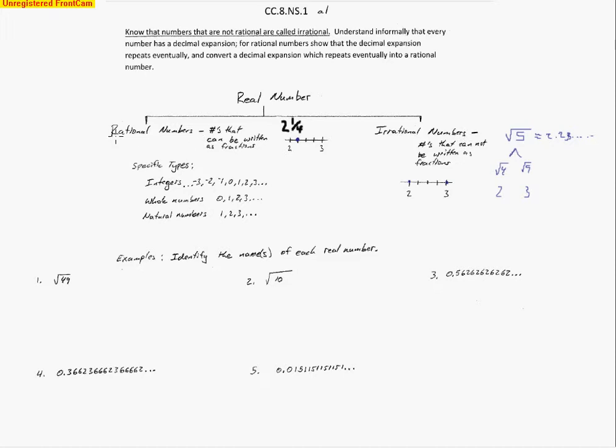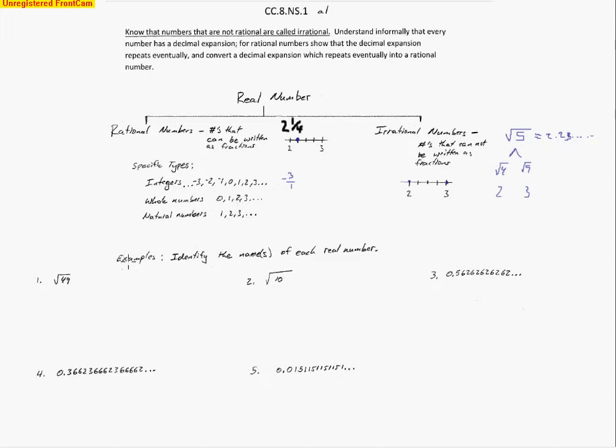Now, with rational numbers, we can be more specific. We have specific types like integers. Integers, again, are still numbers I can write as a fraction, because -3 I can write as -3/1. And these are integers, numbers that are on the number line. Whole numbers start at 0 and they work their way up. So they're basically the positive integers along with 0. Natural numbers are just the positive integers without 0.